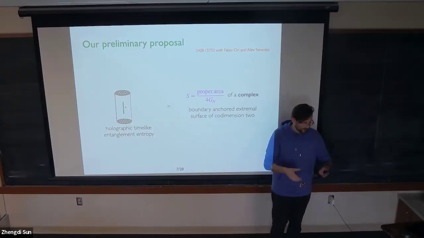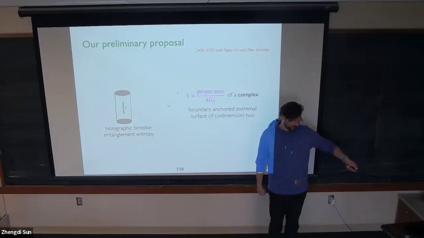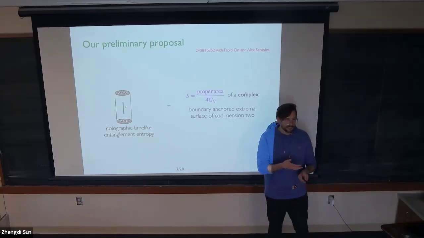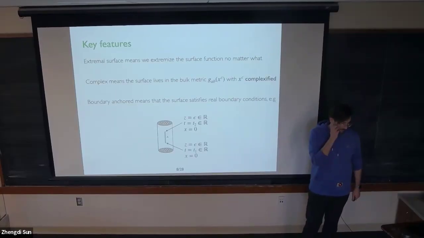So our first version of the proposal is that holographic time-like entanglement entropy is going to be given by the Bekenstein-Hawking-like formula, but now applied to a complex boundary-anchored extremal surface of codimension 2. So that's basically the first iteration that we had in mind. So let me discuss the key features of this construction.